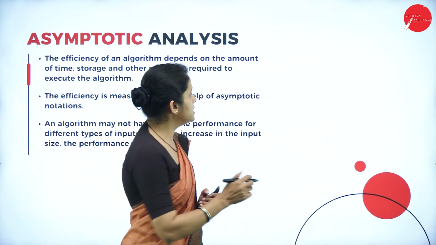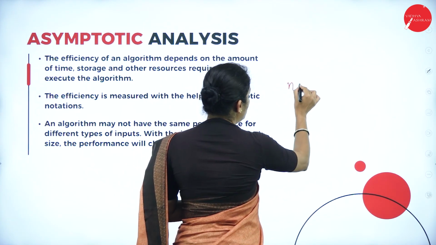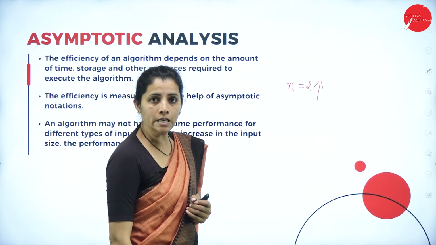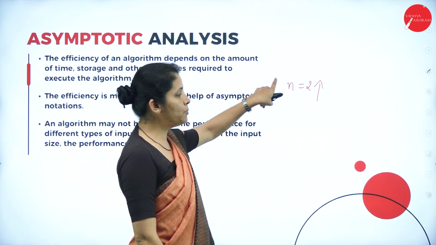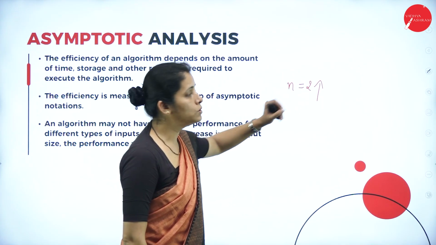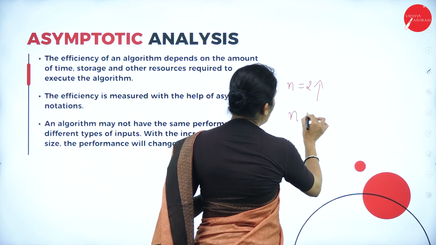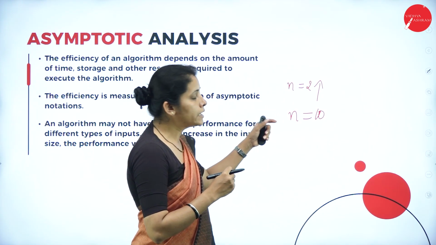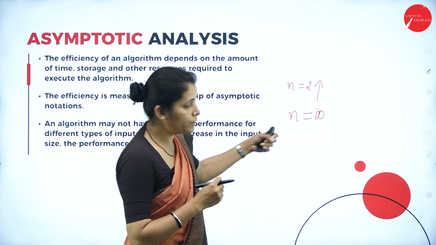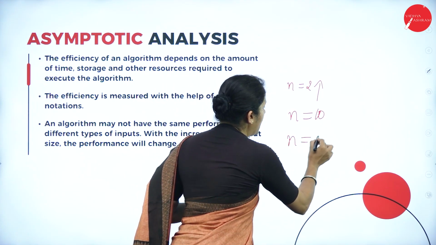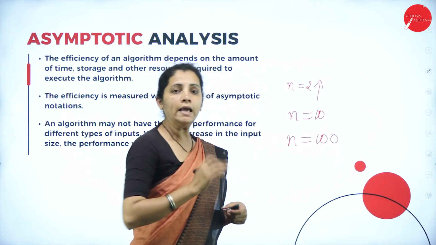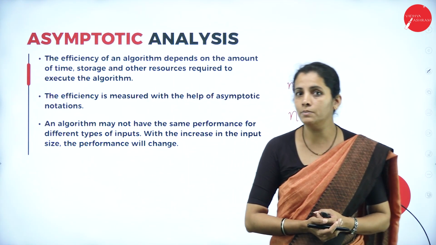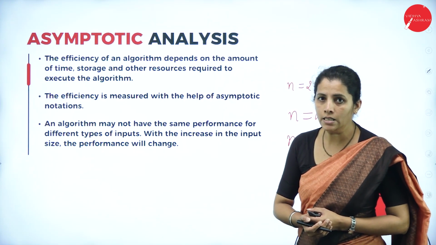If the input size is small, for example, n value is 2, what's going to happen? The execution time is small. In the sense what? How many iterations am I going to have? Only 2. For example, if n value is 10, then the execution time is going to increase. Okay, fine. If n is 100, based on the input size, the execution time of the algorithm is also going to increase.